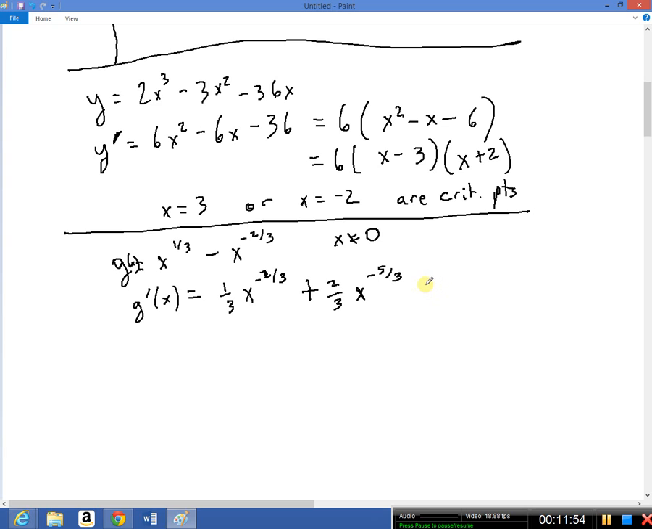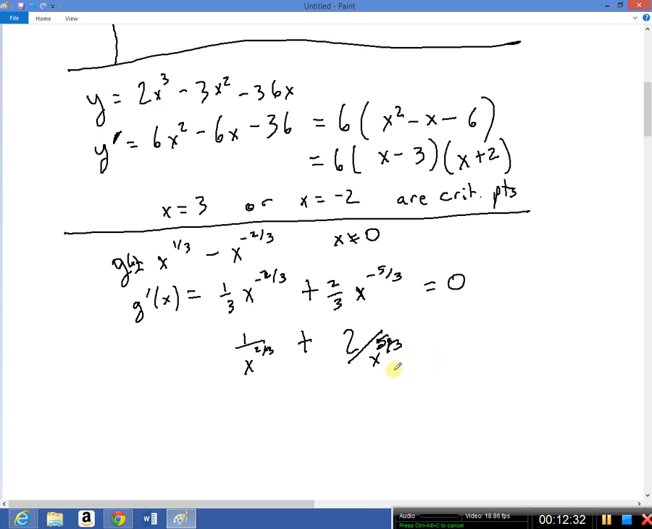But we can set this equal to 0 and solve. And the first thing I would do is multiply both sides by 3. And then I'd rewrite these things as fractions to try to get a common denominator. So multiplying by 3 gets rid of this entirely and leaves me with 1 over x to the 2/3 plus multiplying this by 3 gets me a 2, and then this is divided by x to the 5/3, sorry, x to the plus 5/3.